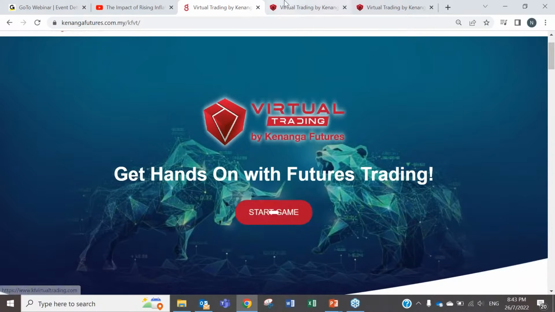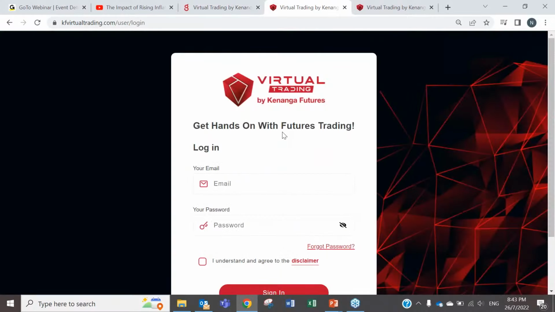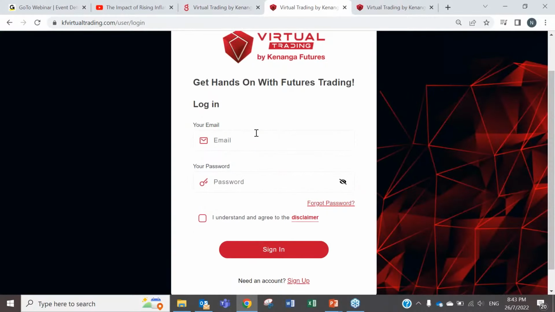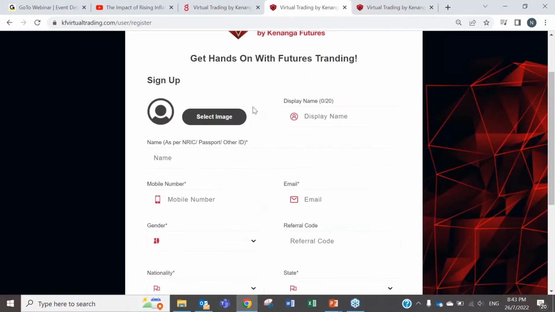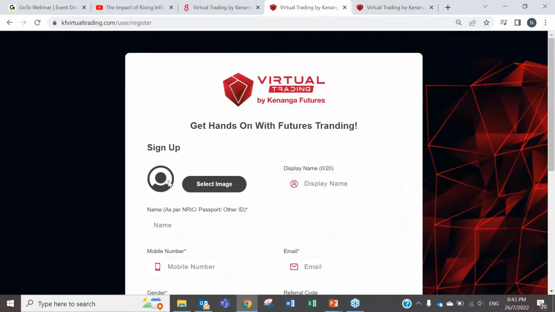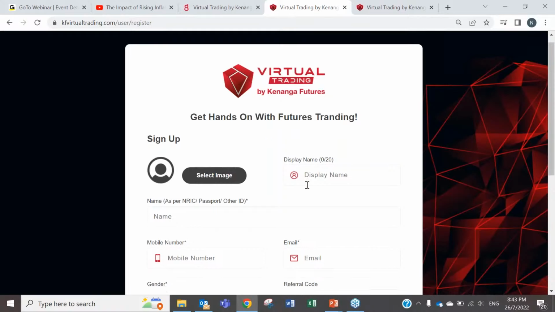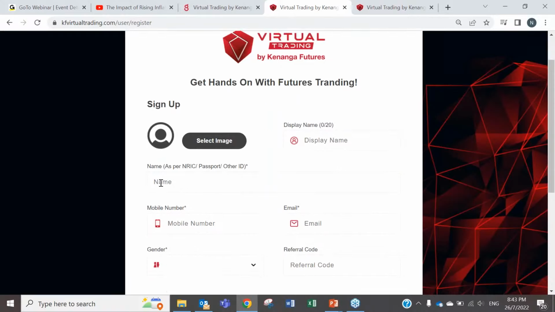Once you click the Start Game button, it will lead you to this page over here. For those that have an account, you may proceed to log in. For those that are new to this game, you may scroll down to the bottom and click this Sign Up button. You may upload your profile picture, and then set your display name. The display name is going to be shown to everyone in the game. Key in your name as per your IC or passport or any other ID.